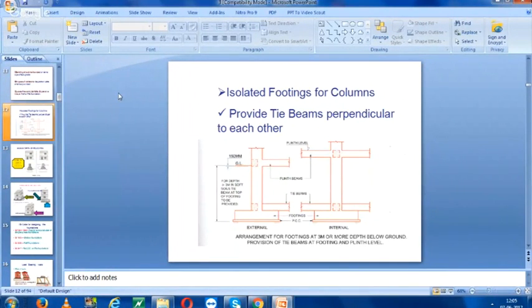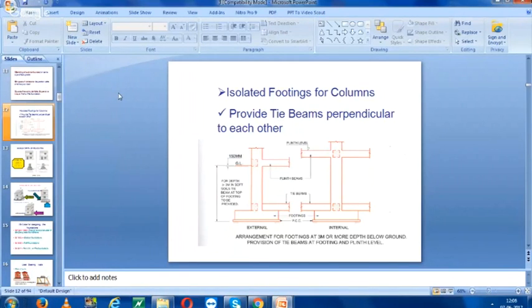Isolated footings for columns. Provide tie beams perpendicular to each other. That is definitely in case you are using raft foundation or any type of foundation. If you are using tie beams, that is going to reduce your differential settlement at the bottom. It is going to confine the building to the maximum level. It is going to dissipate the energy over a larger area equally. That is the reason that we provide tie beams.